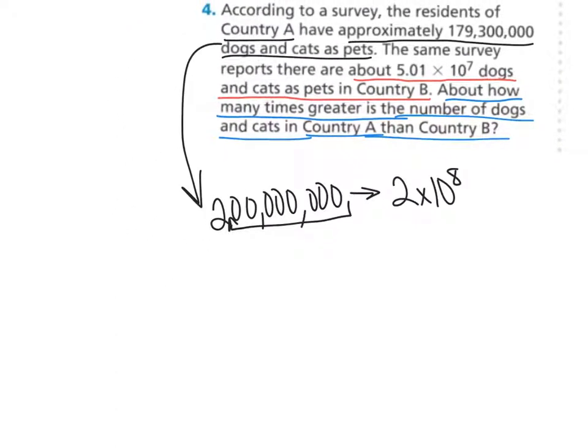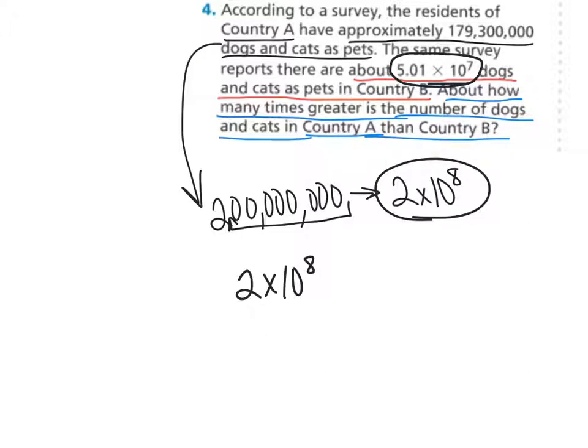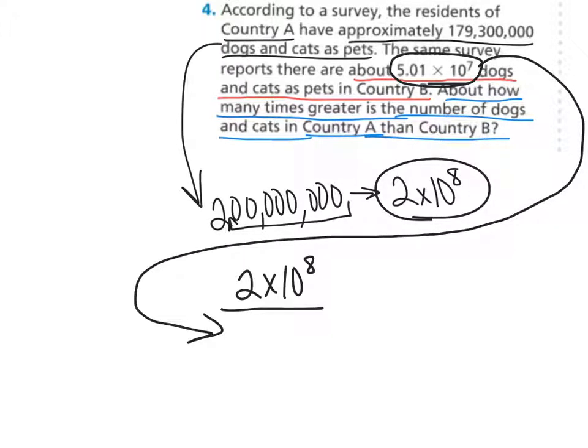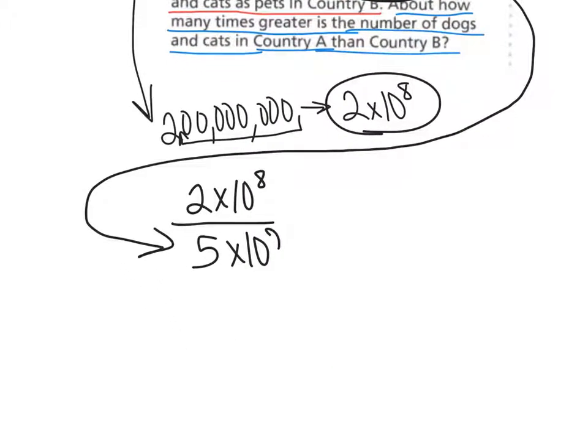We're going to figure out how many times greater the one is than the other. So we're going to divide. If you'll notice, 2 times 10 to the 8th. This one's times 10 to the 7th. If it has a bigger exponent, it's a bigger number. And then also what we're going to do is we're going to round that number as well. So we'll just say that's about 5 times 10 to the 7th power.